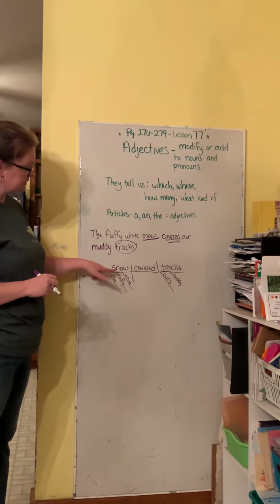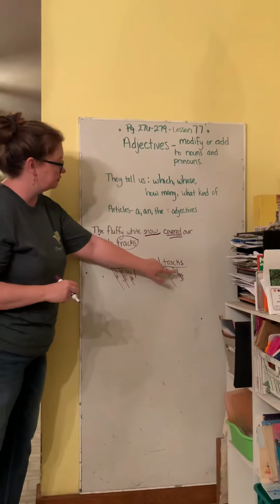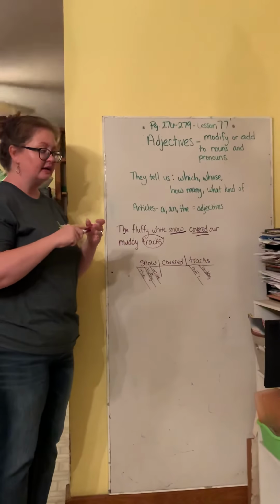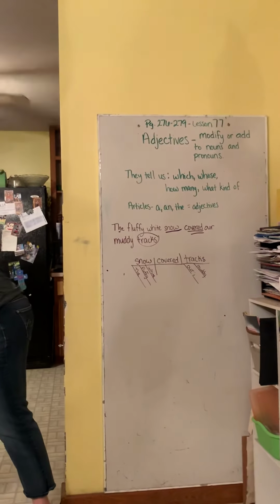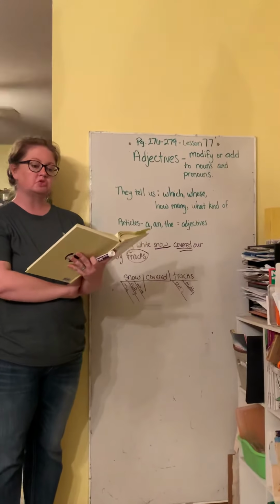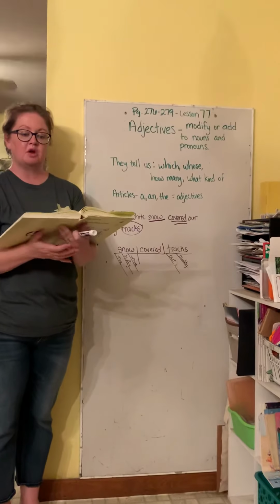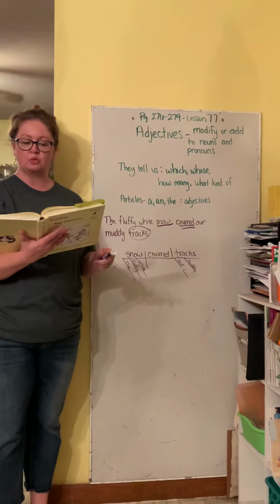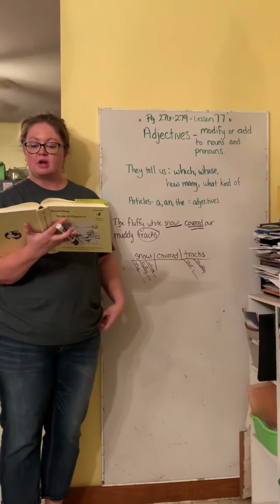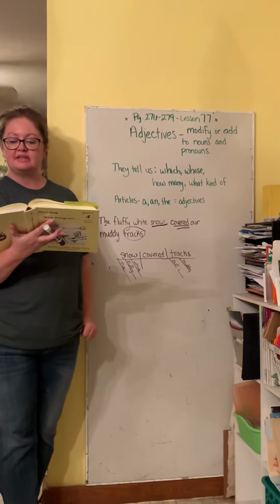The fluffy white snow covered our muddy tracks, okay? It's pretty simple, right? And we have been practicing diagramming for a while. So if you look at oral drill on page 277, okay, so we're on page 277, oral drill. We are going to skip right to part B, and it says give some adjectives to describe these things.